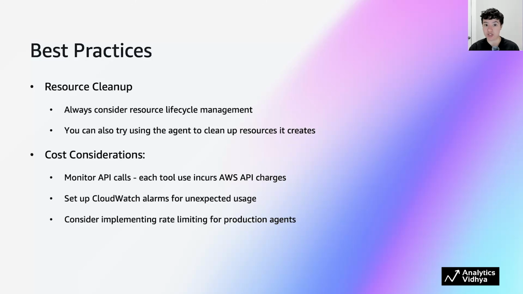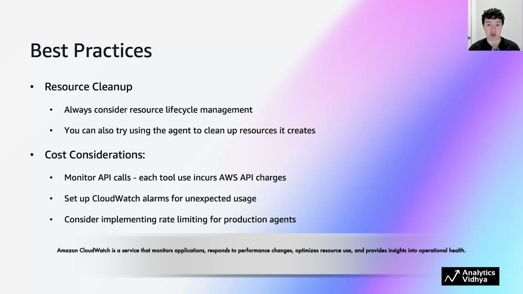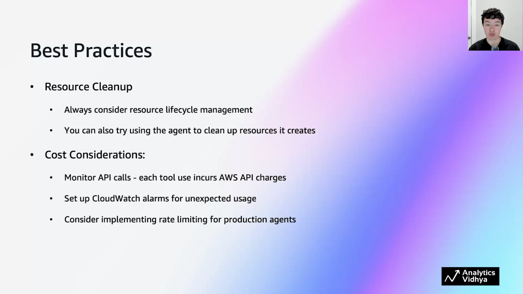Now, in terms of cost considerations, definitely make sure to monitor your API calls. In our case, for this example, each tool use does incur AWS API charges because we are running a query, we are listing, we are doing those API queries on the back end. So definitely, if you're interested, set up some CloudWatch alarms to monitor for any unexpected usage, and consider implementing some rate limiting for your production agents.